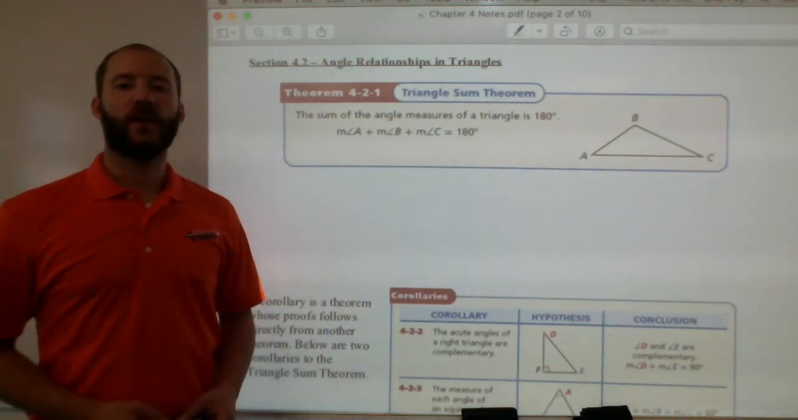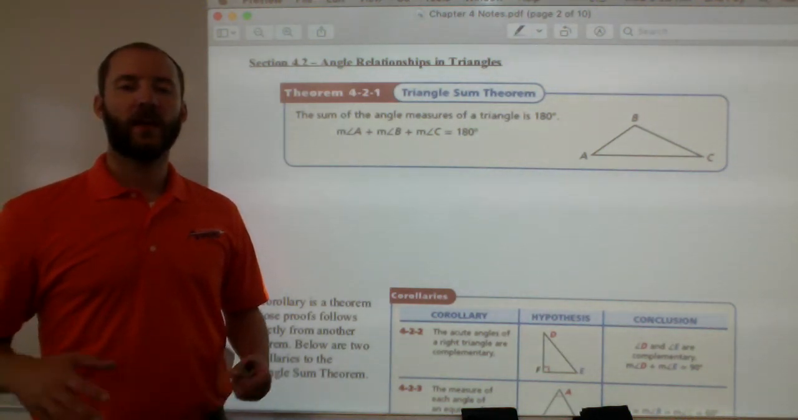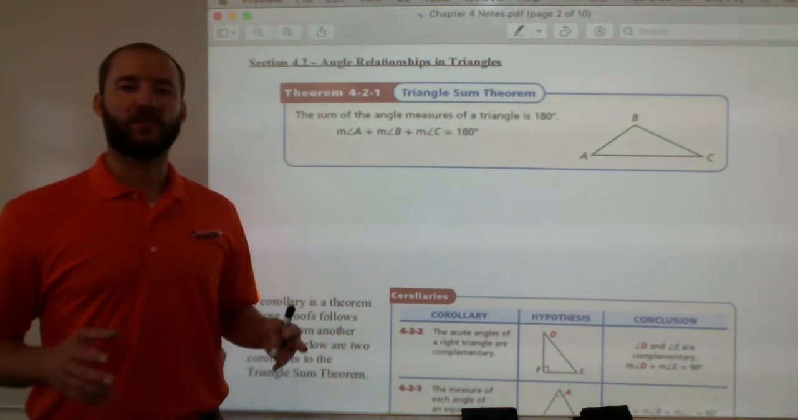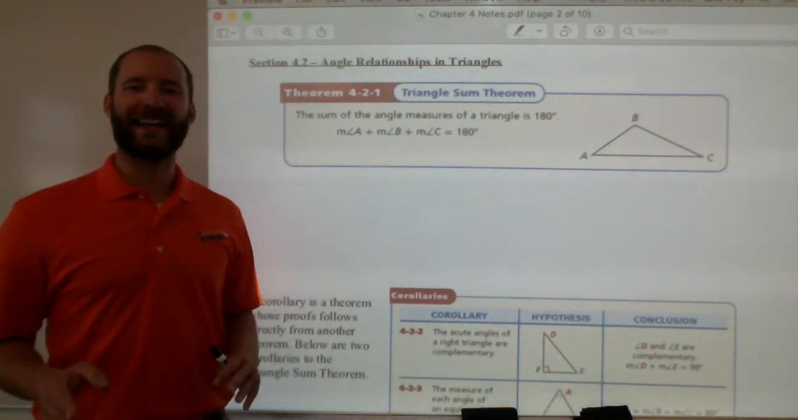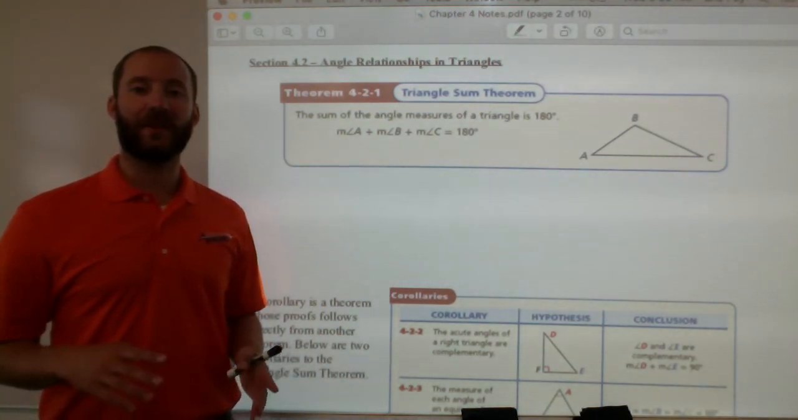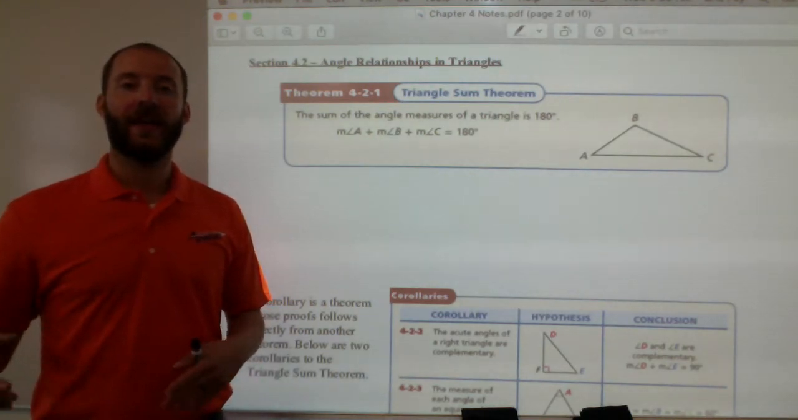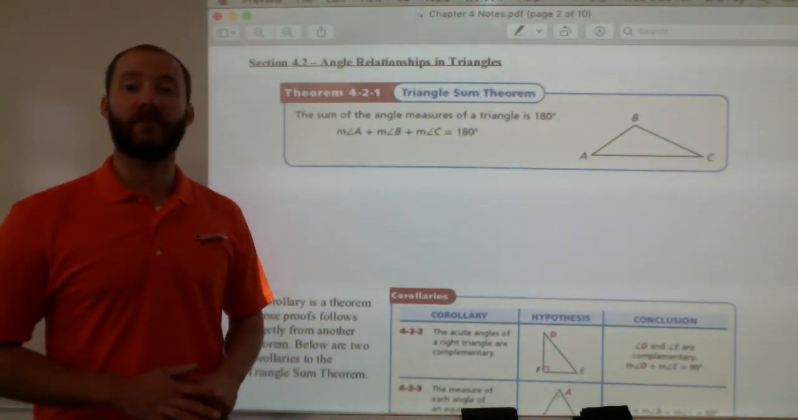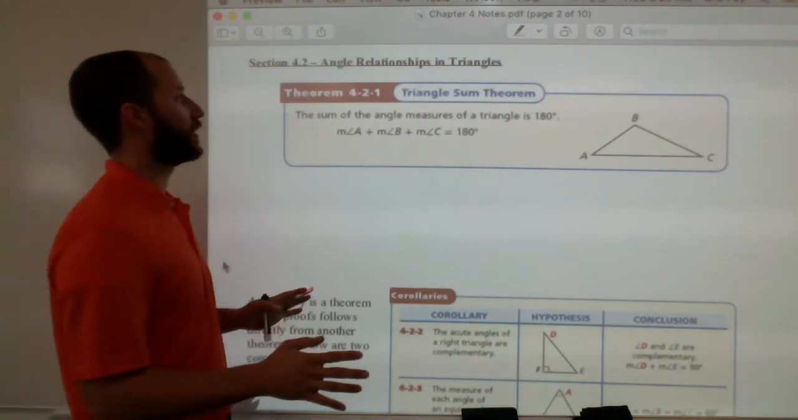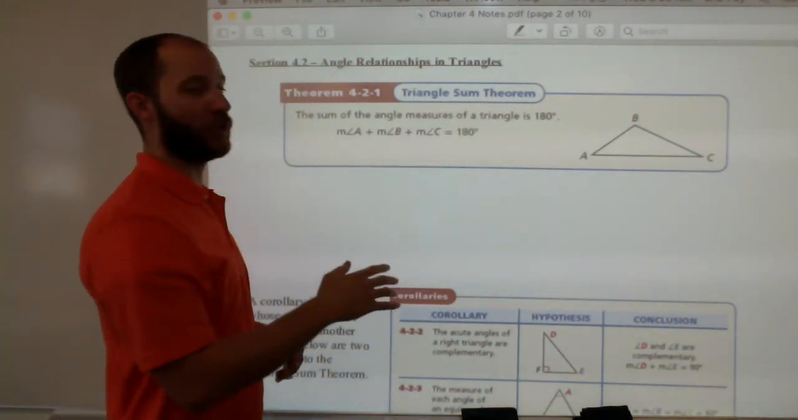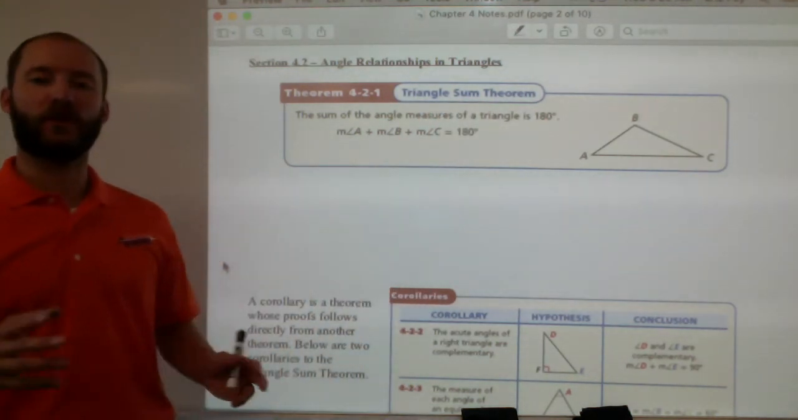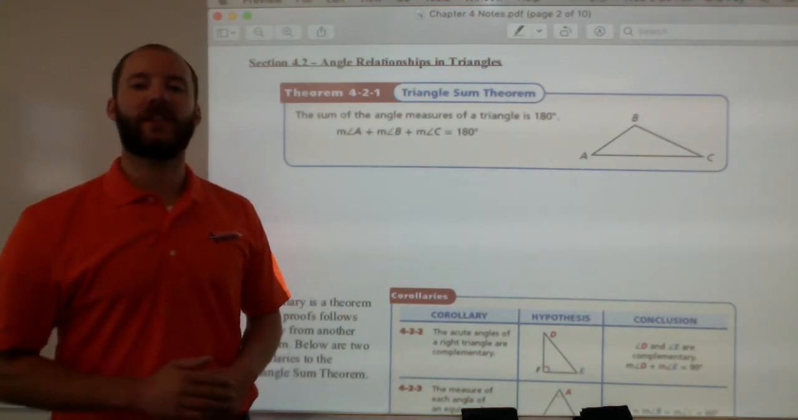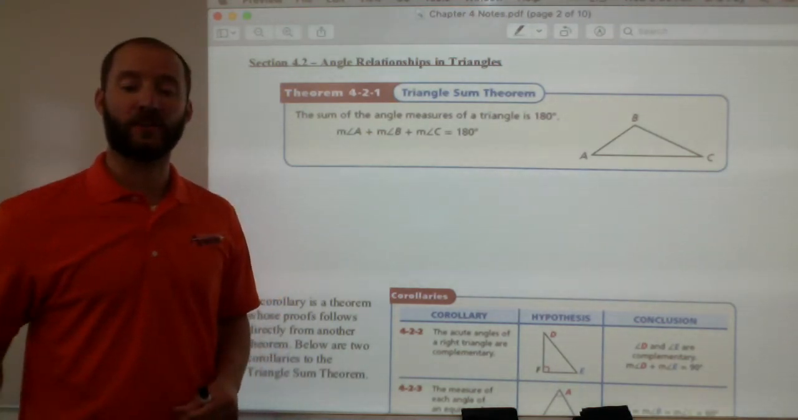Section 4.2, Angle Relationships in Triangles. What we're looking at in this section today is some really cool properties about the angles within triangles and also some angles that are outside of triangles and how they all kind of play off of each other. The first thing we're going to look at is this very important theorem, and you know this fact before you know this theorem, but all the angles in a triangle add up to 180 degrees.